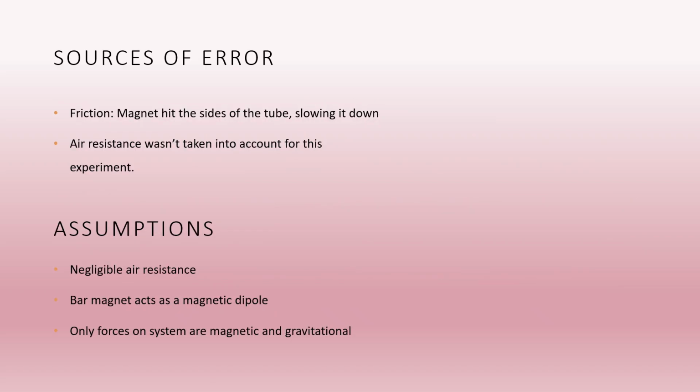There were several sources of error: friction, when the magnet hit the sides of the tube, slowing it down, and air resistance, which was not taken into account for this experiment, as well as several assumptions like negligible air resistance, the bar magnet acting as a magnetic dipole, and the only forces considered on the system were magnetic and gravitational.